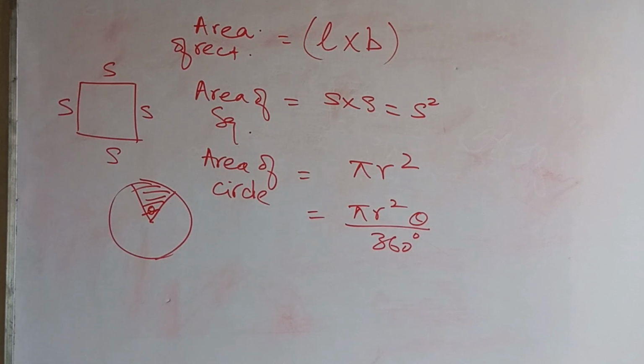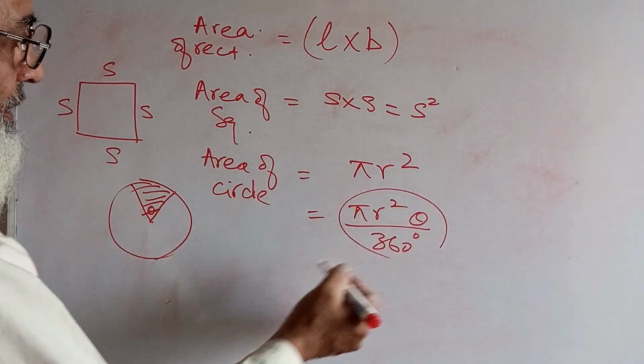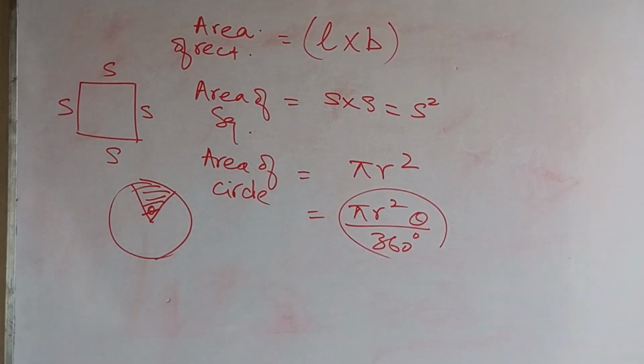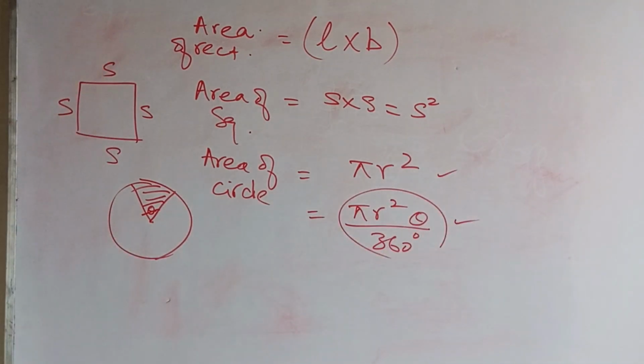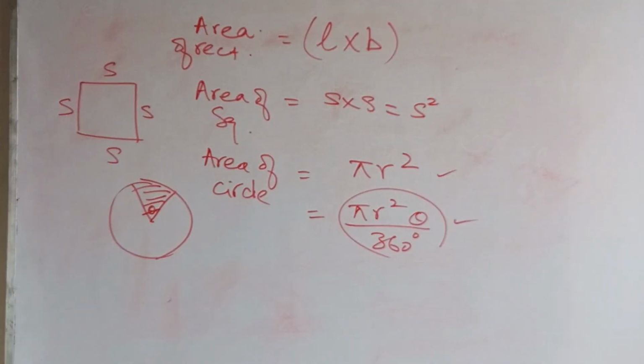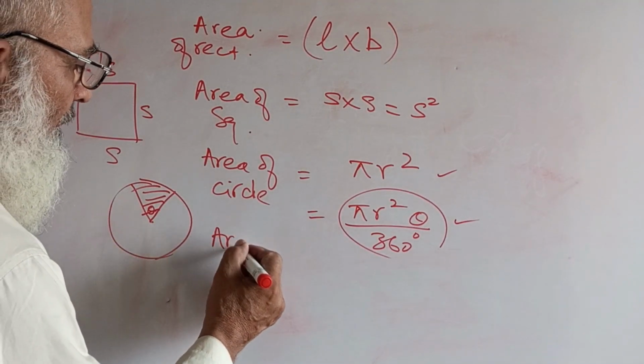Okay, now this is the area of the segment of the circle. Maybe this is beyond our course, but this is in our course. And now the area of triangle.